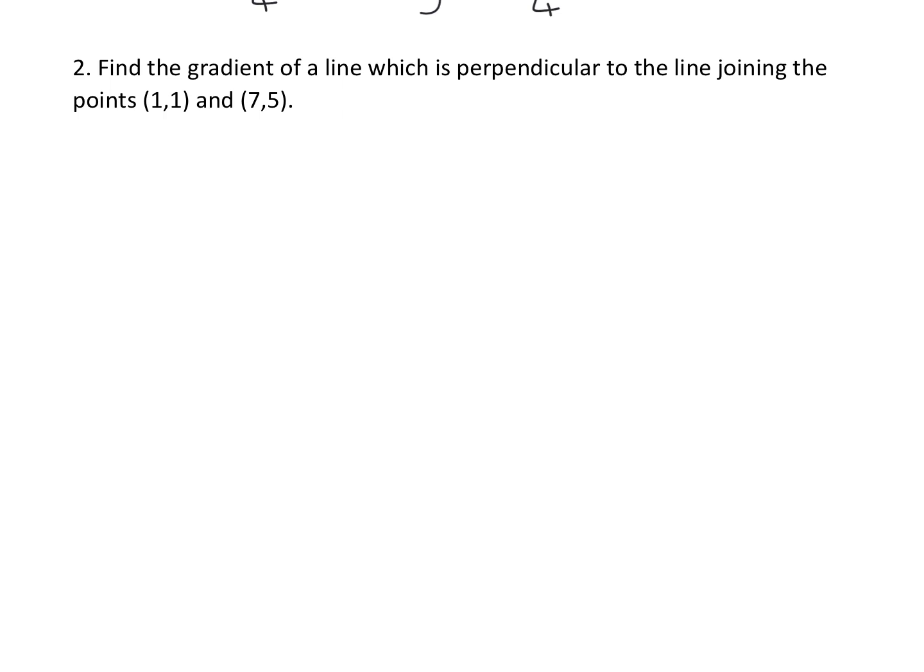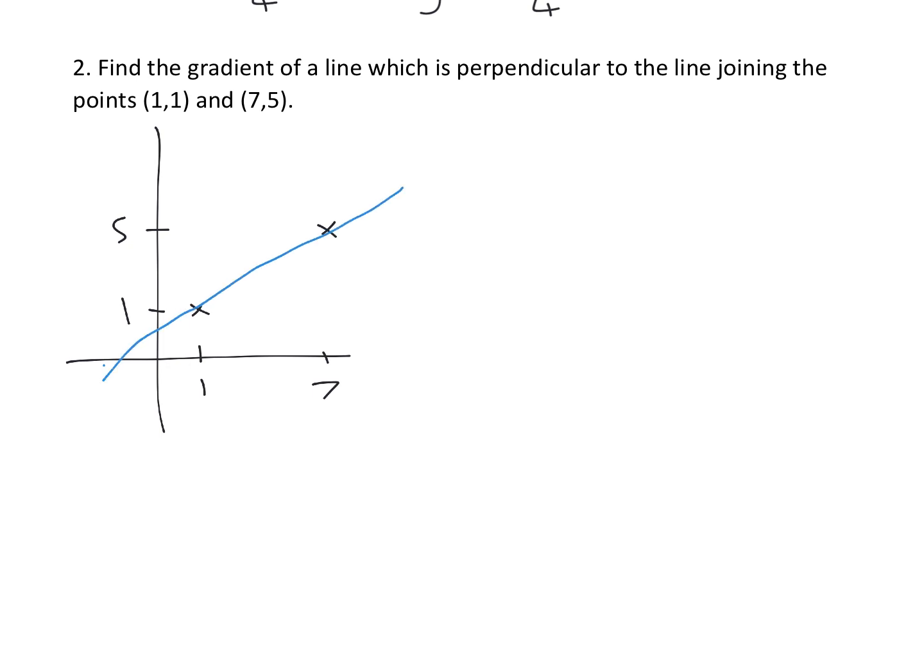Example 2. Find the gradient of a line which is perpendicular to the line joining the points (1, 1) and (7, 5). You'll know by now I like a diagram. We'll put 1 across, 1 up, and then 7 across and 5 up. Just a sketch, that's not very accurate, but it's enough to see that line, and then get the gradient from it, or however you do that.